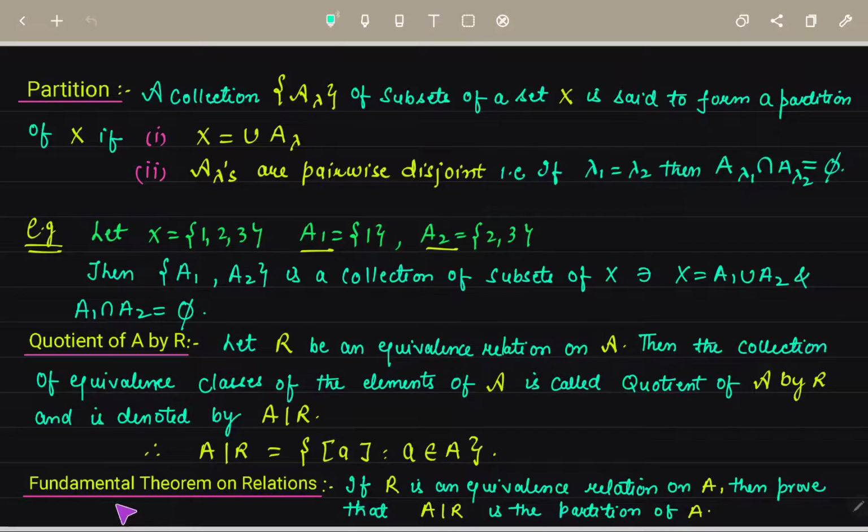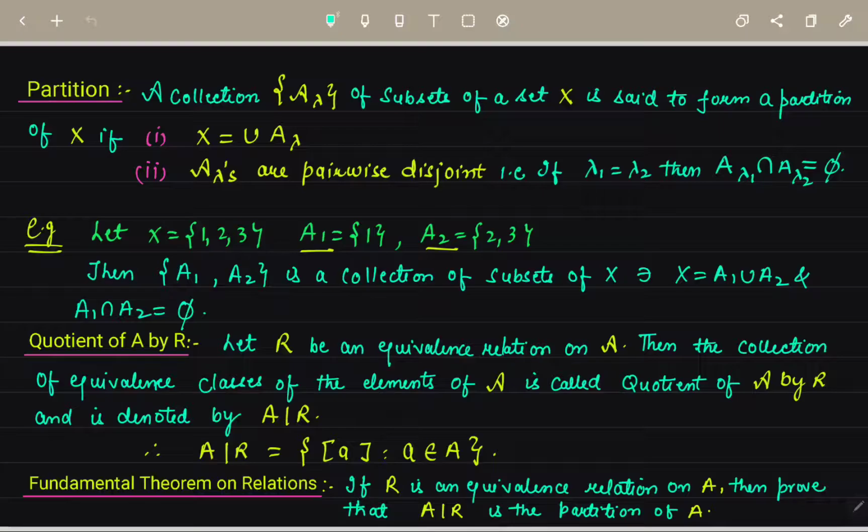Last term is the fundamental theorem on relations. So if R is an equivalence relation on A, then A quotient R is a partition of A. Here I am only giving the statement, I am not proving this. So you have to remember this fundamental theorem on relations.